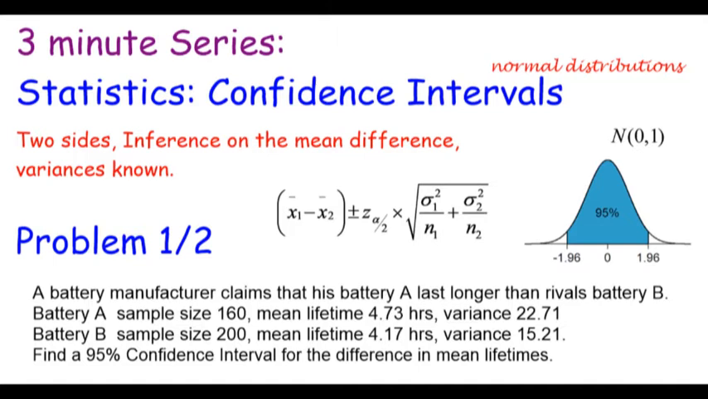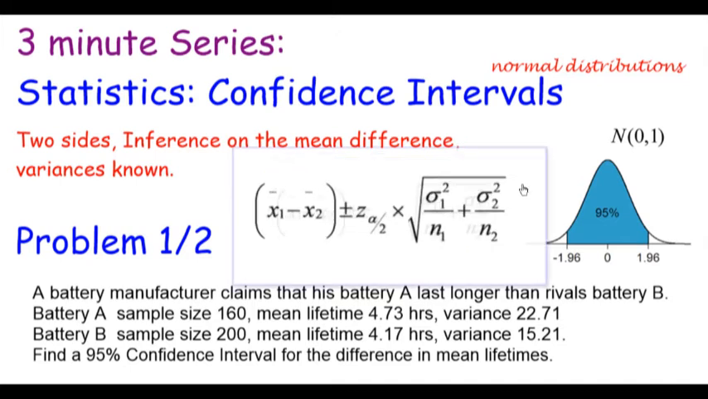This is the 3-minute series on statistics. We're looking at confidence intervals from the normal distribution, and in fact we're looking at inferences on the means of two populations. We're looking at the mean difference, and we have to use a confidence interval constructor, which is a bit unusual but a bit more complicated.